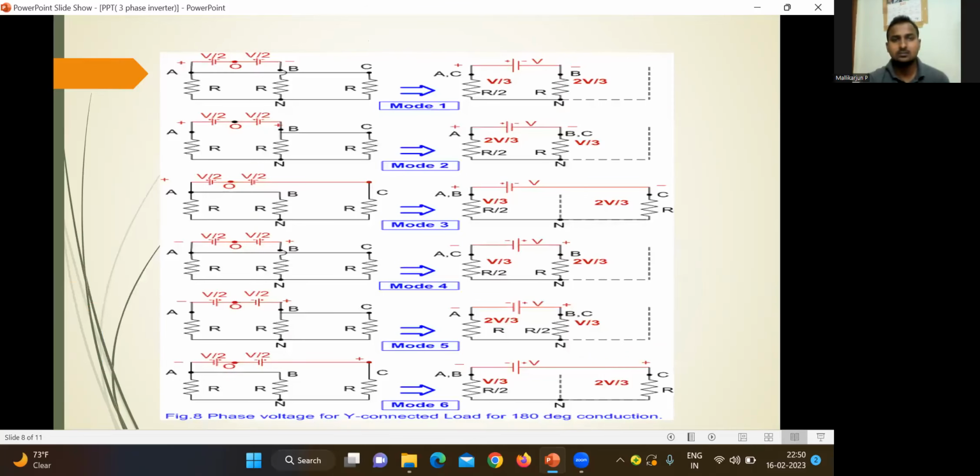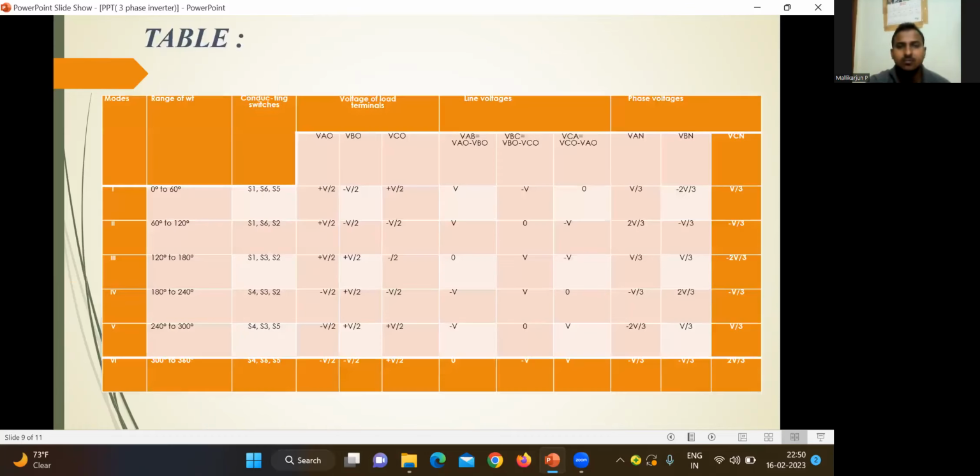So these are the modes of operation, the equivalent circuit diagram of the modes of operation. This is a table. For example, each thyristor conducts for 180 degrees operation, as I just told you. That is why each thyristor conducts 180 degrees only.